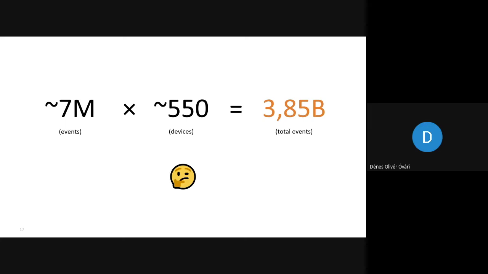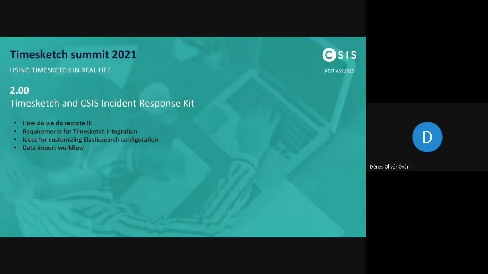On the next couple of slides, we will show how Timesketch helped us to handle this amount of data. First, I'm going to show quickly how our remote incident response kit works. Then I will talk a little bit about requirements for integrating a third-party product like Timesketch. We will also share some ideas on configuring Elasticsearch for best performance. And I will also show a possible workflow for importing data combined with third-party data to Timesketch.